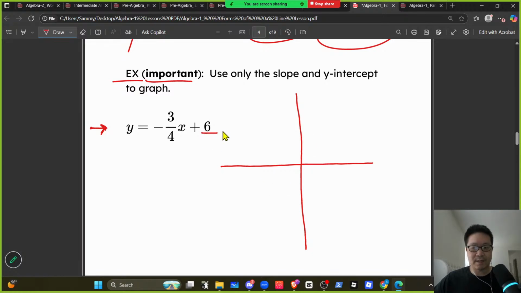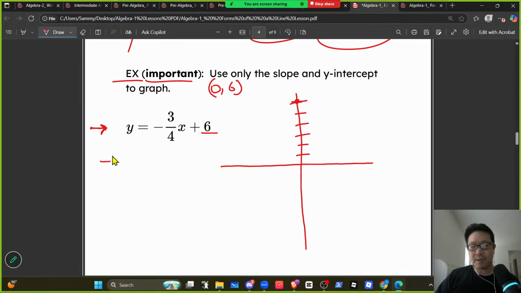So y equals 6. You're going to go to y equals 6, or 0, 6, because that's the y-intercept. 1, 2, 3, 4, 5, 6. You're going to mark that point, 0, 6. And then you're going to use your slope to graph however many points you want. So what is the slope? -3/4. Yeah, -3/4. The rise is -3. In other words, do you move down or up? Down. You're going to go down 3, and then are you going to go left or right 4 units? Left.